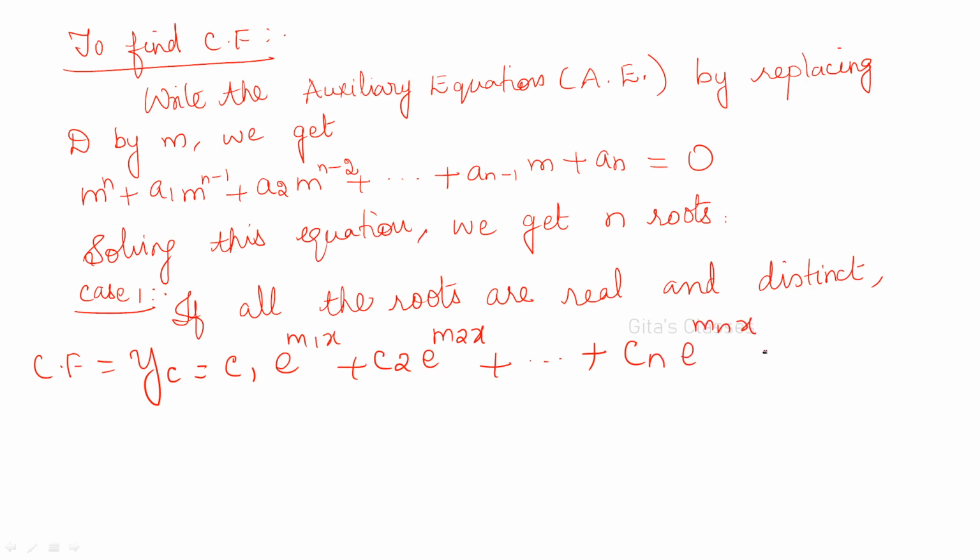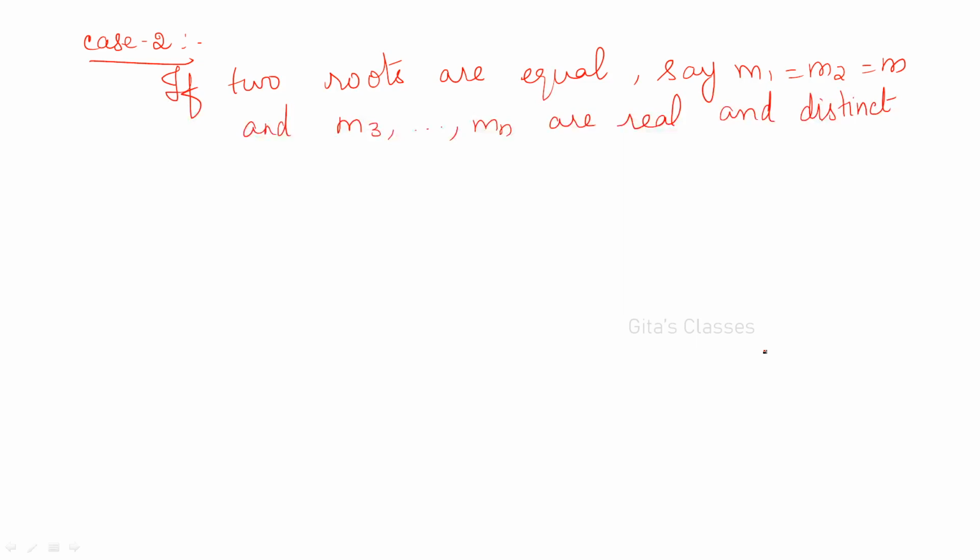This is the solution. Sometimes if one root is repeated twice, that is if two roots are equal, say m1 is equal to m2 is equal to m, and assuming the remaining are real and distinct, then the CF will be yc is equal to, please remember, whenever you have repeated roots, that should be reflected only in the constants. So two roots we are going to combine, remaining real and distinct.